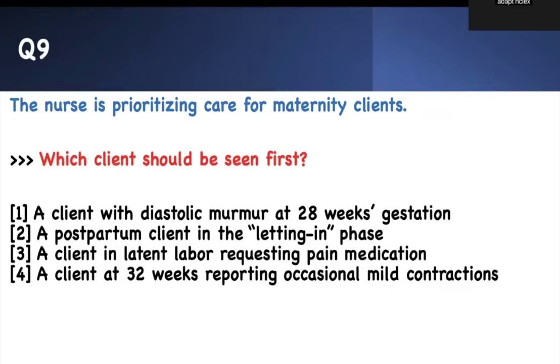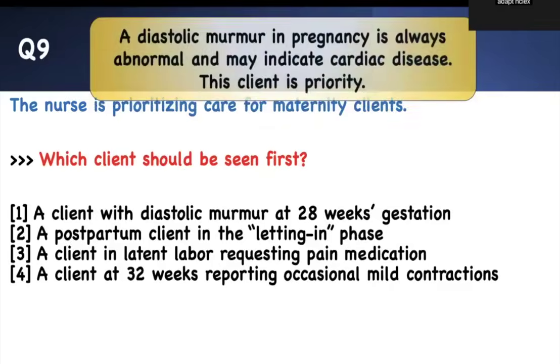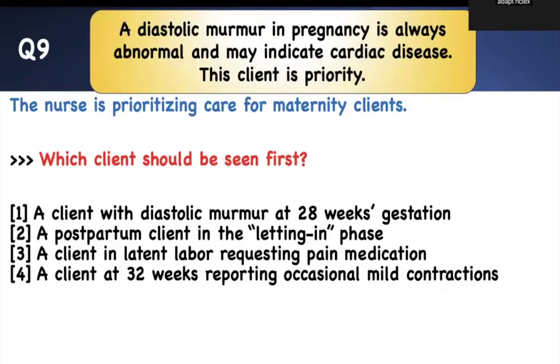Watch this. Write this down. Diastolic murmur in a pregnant patient is a cardiac problem. A systolic murmur is suspected, but a diastolic murmur is a real problem. It really indicates cardiac dysfunction. So you should watch for that. Don't forget this concept.